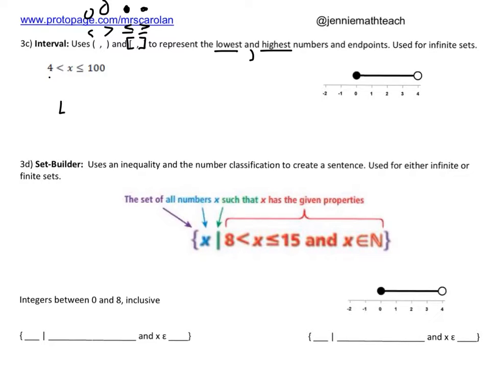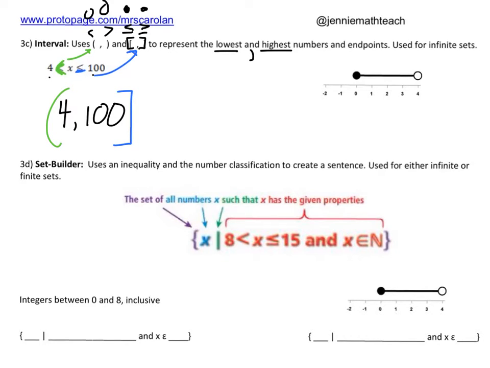So I'm going to take the 4, put a comma, put the 100, and now I just look at these symbols to see what kind of parenthesis or bracket I use. Since this is just less than, that matches up with the curved parenthesis. And since this is less than or equal to, the equal to signs go with the straight ones. So that's a straight bracket.